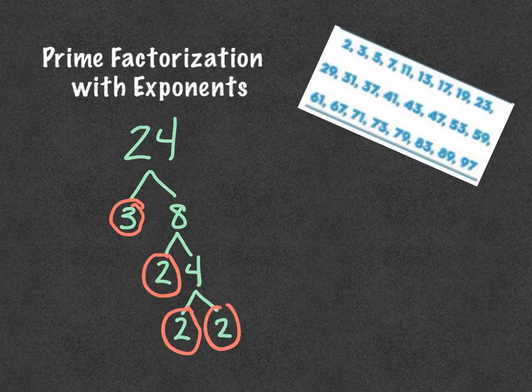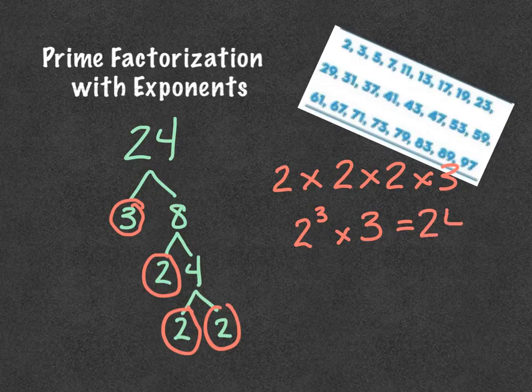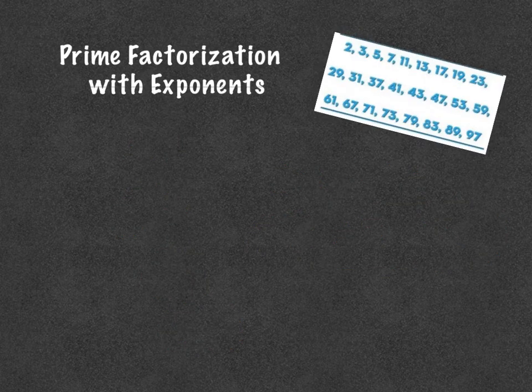So these are primes. So in listing it the way we used to, it was 2 times 2 times 2 times 3. Remember, you're going to list them in order from least to greatest. But again, the shorter way to do this would be 2 to the third times 3, and that would equal 24. So this is the format that we're using with prime factorization when you do have exponents. Okay, let's try another one.